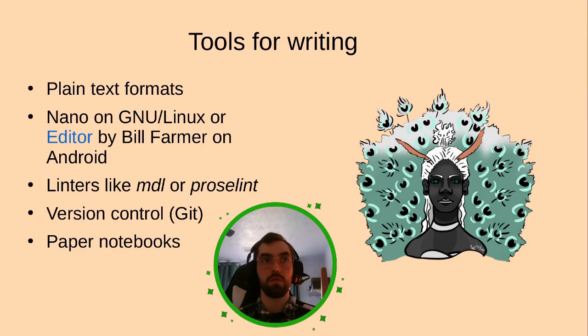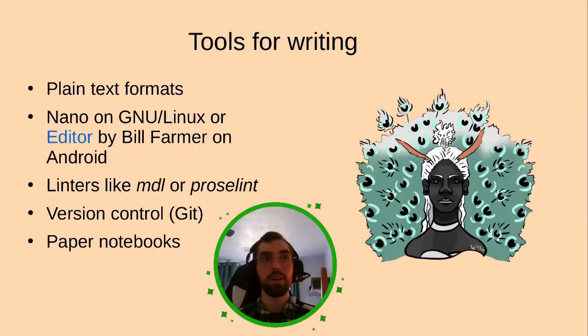One of the cool things if you're using plain text formats is you can use linters like MDL for markdown linting or proselint, which finds mistakes in writing. For example, it will warn you if you use the word very, which is a bad word and does not add anything good to your writing. I can also use version control easily with plain text formats. So I can put stuff up on my Git server and have it be easy for collaboration with other people.